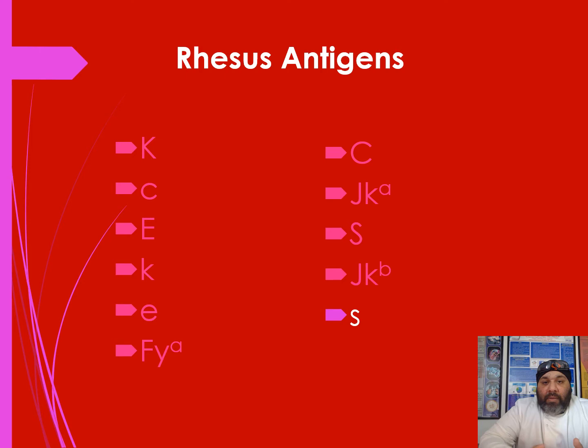There's big K, there's small c, there's big E, there's small k, there's small e, there's Duffy A, which is abbreviated as FYA, there's big C, there's JKA, there's big S, and there's JKB, and there's small s.